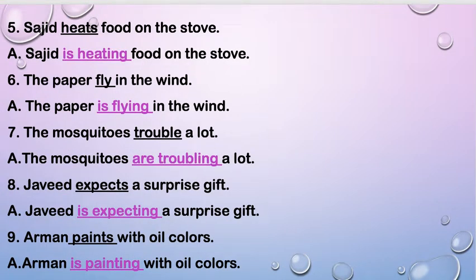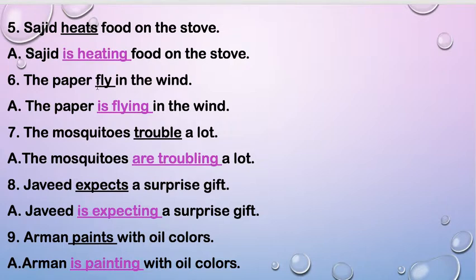Next, fifth one, Sajid heats food on the stove. So heats is the verb here, and it is in simple present tense. Sajid is heating food on the stove. So Sajid is the subject here, is heating is the verb, is is the helping verb, and heat is the base form of the verb, and we are adding ing to it. So heat will become heating, is heating, and it will be in present continuous tense.